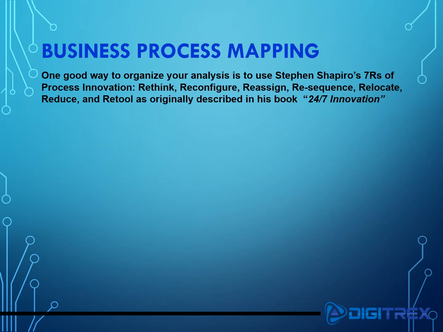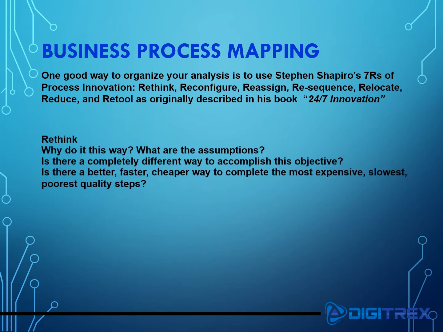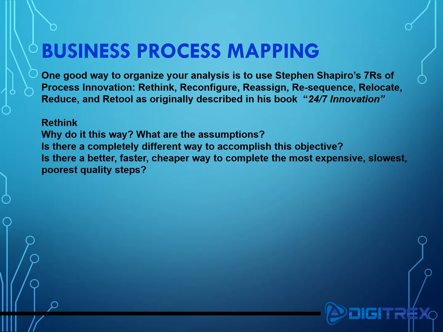One good way to organize your analysis is to use Stephen Shapiro's 7 R's of process innovation: rethink, reconfigure, reassign, resequence, relocate, reduce, and retool, as originally described in his book, 24/7 Innovation. Rethink. Why do it this way? What are the assumptions? Is there a completely different way to accomplish this objective? Is there a better, faster, cheaper way to complete the most expensive, slowest, poorest quality steps?